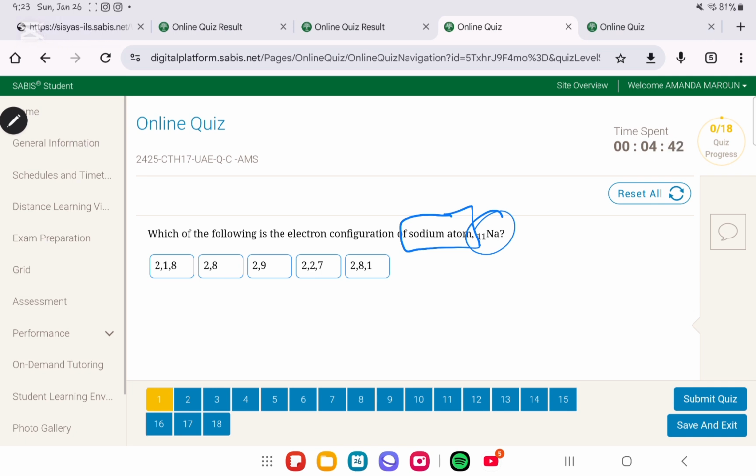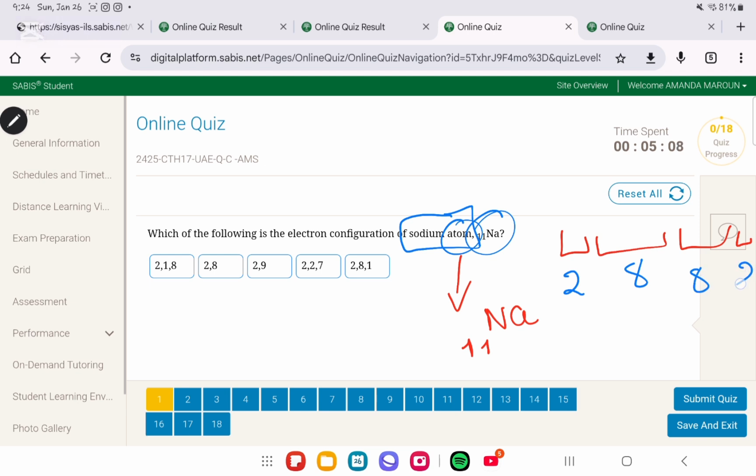Now you have to pay attention if they tell you atom or ion. There is a great difference. The atom does not have a noble gas configuration. So when they say the sodium atom, they are meaning or referring to Na 11 itself. So to do the electron configuration, we are going to put the blocks, okay? And we are going to say that here fits 2, here fits 8, here fits 8, here fits 2.